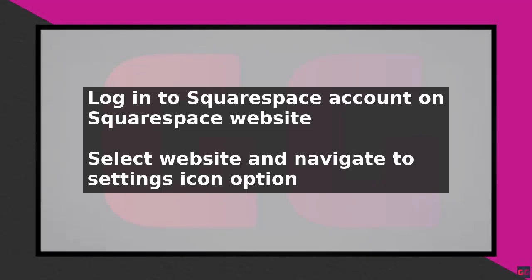To add a tax in Squarespace, start by logging in to your account on squarespace.com. If you're not already logged in, simply enter your email and password to access your account dashboard. From there, select the website for which you want to add a tax, and then navigate to the Settings icon.